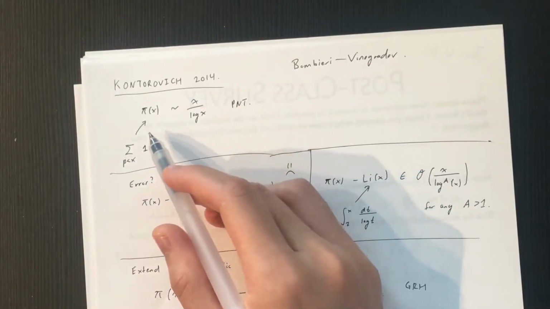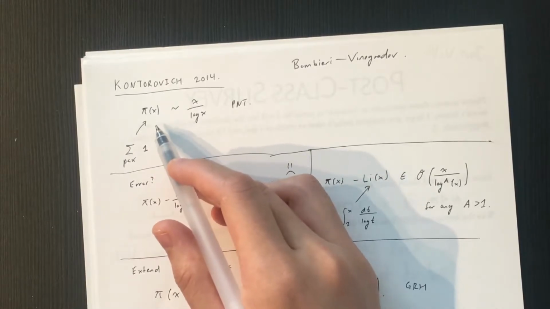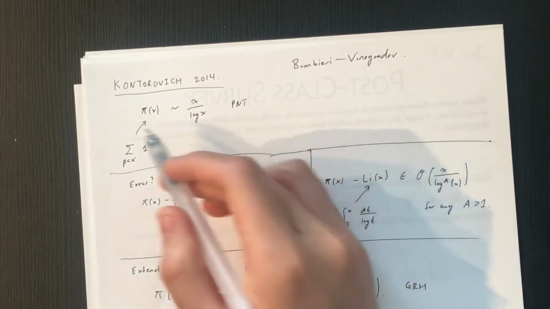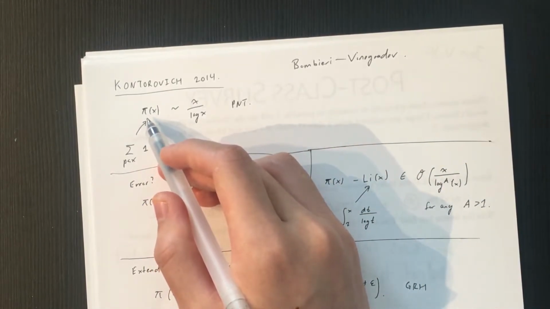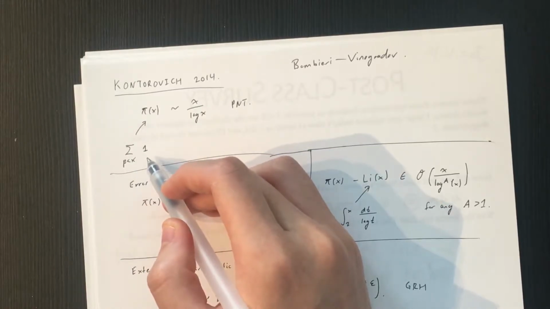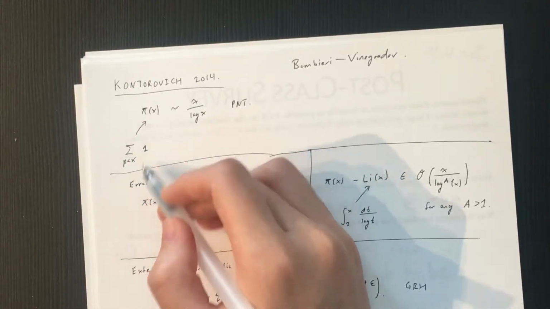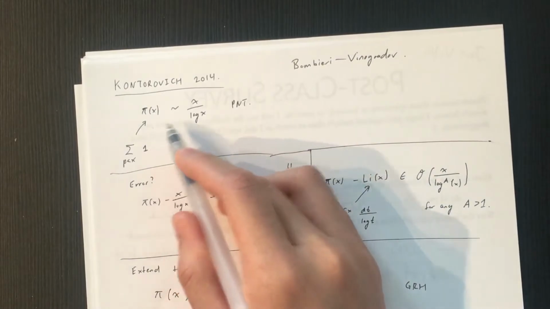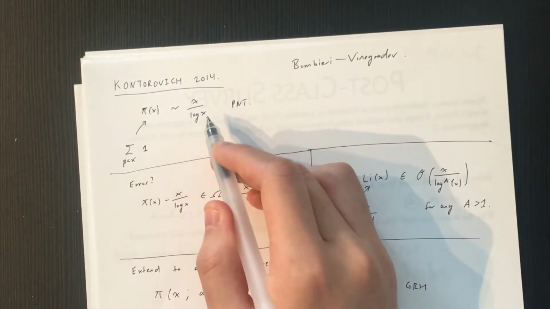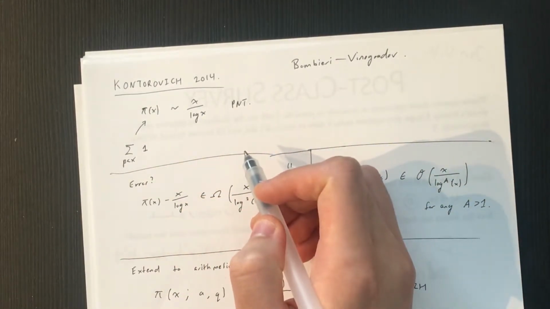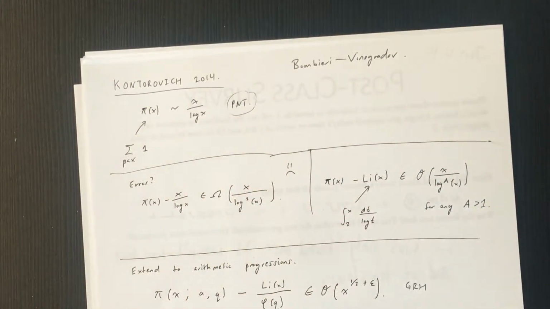So, recall the prime number theorem, which is pretty well known at this point. Here pi of x is the prime counting function, which is basically the sum of the characteristic function of the primes less than or equal to x. So it just counts the number of primes. And this is asymptotic to x over log x. This is the prime number theorem.